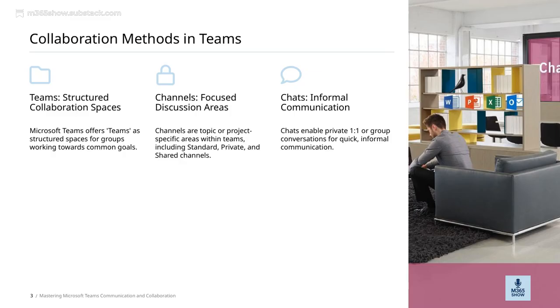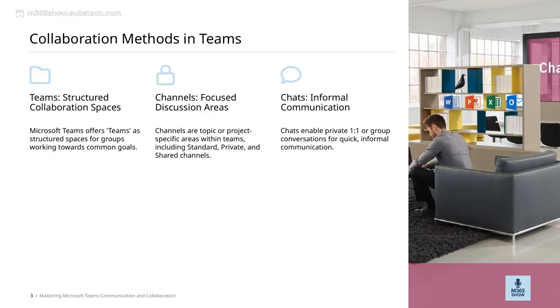Now, let's take a closer look at some of the collaboration methods available in Microsoft Teams. First up are chats. Think of chats as your go-to for quick, informal conversations, whether it's one-on-one or a small group. They're perfect for sharing instant updates or asking quick questions without the need for a formal meeting. Next, we have channels. These are more organized spaces within a team that focus on specific topics or projects.